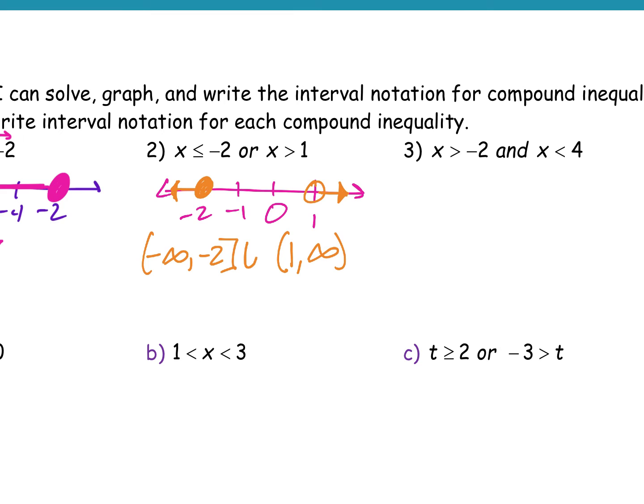And this is a union. Because I want everything in both sets, right? Everything in both sets is my answer. Hence, it's a union. Does that make sense? Yes. Okay. I like this.